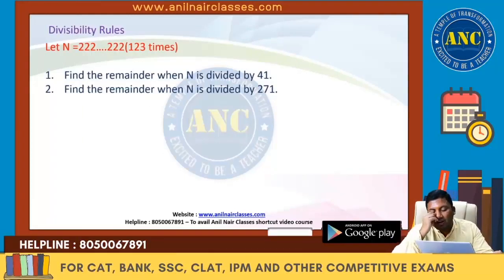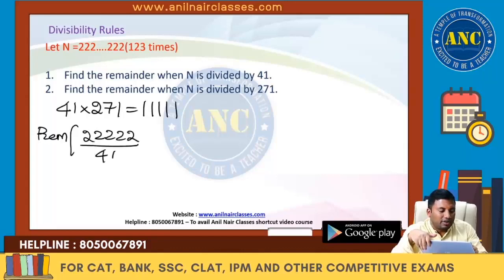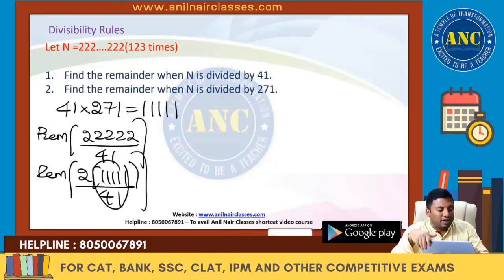Now, if you see here, find the remainder when n is divided by 41. Can I say 41 into 271 is nothing but 5 ones? Suppose the remainder when 2 is written 5 times is divided by 41. This can be written as 2 into 5 ones divided by 41. When 5 ones is divided by 41, what will be the remainder? 0.